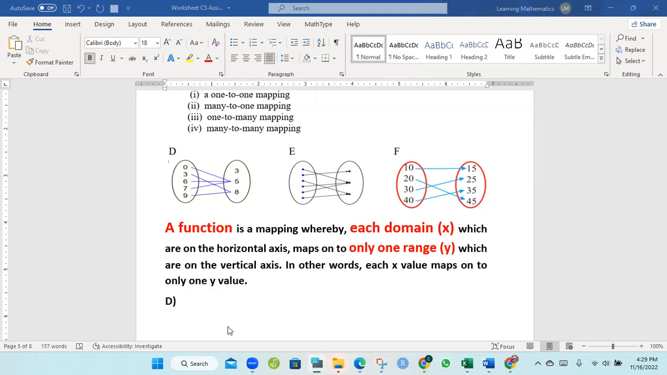Now let's look at D. And as we do in D, we do in part B, A and B one time. So is this a function? Let's look at the x. 0 is an x, it maps onto 5 alone. 3 is an x, it maps onto 8 alone. 6 is an x, it maps onto 5 alone. 7 maps onto 5 alone. 9 maps onto 8 alone. So clearly D is a function.